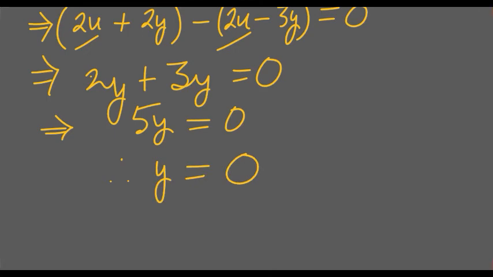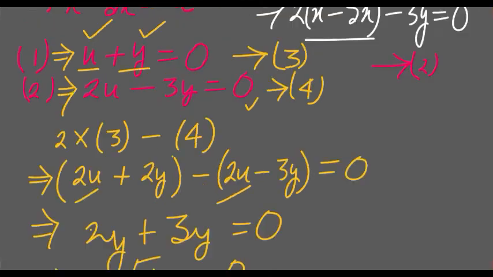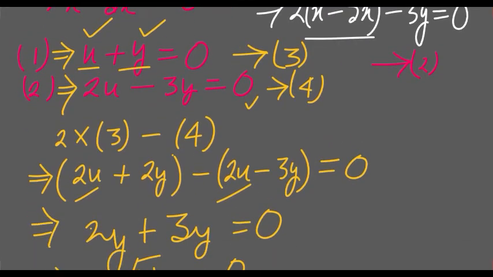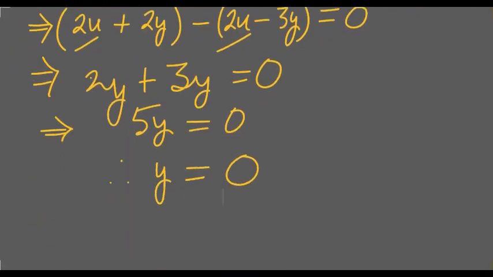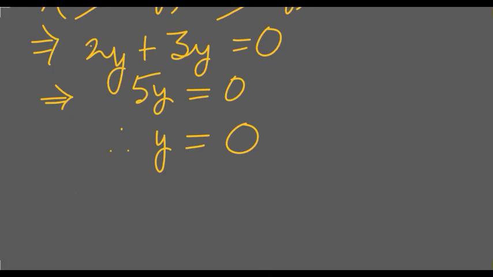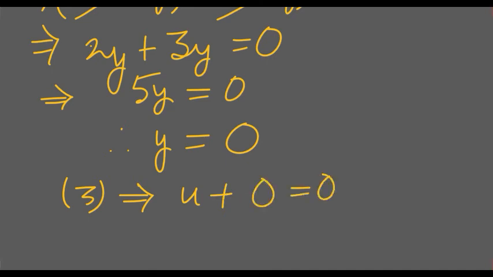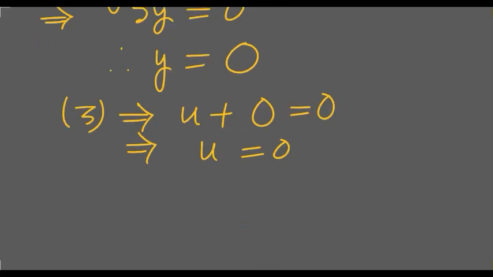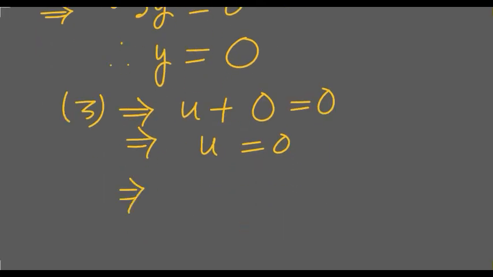And similarly, if you put the value of y in any of the equations, say in equation 3, then what will 3 imply for us? 3 implies that u plus y is equal to 0. So in place of y we write 0, which gives 0, and hence we get u equal to 0. But what is u equal to? u is equal to x square minus 5x. That is what we substituted for u.